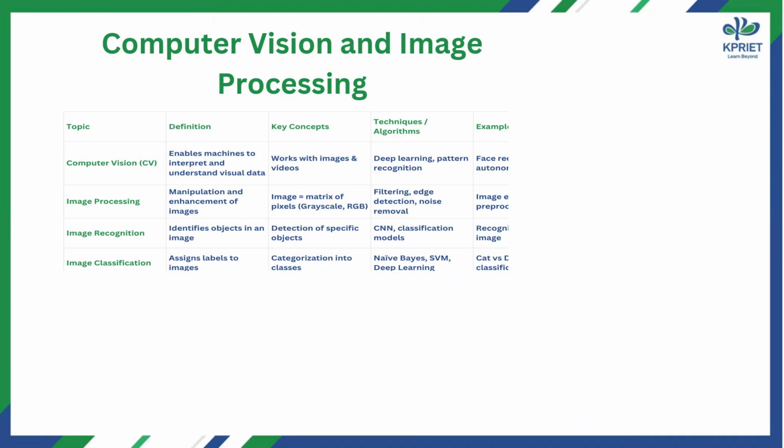Computer vision is used in face recognition and autonomous individual identification. Image processing is used in image pre-processing, filtering, edge detection, and noise removal. Image recognition is performed with the help of CNN and classification models, whereas image classification makes use of naive Bayes classifiers, support vector machines, and deep learning.